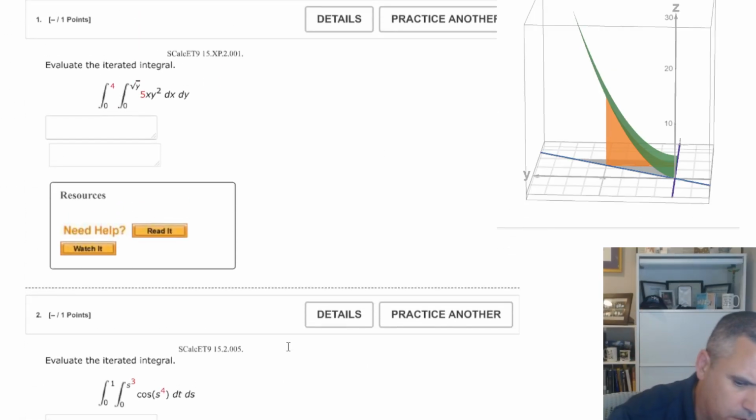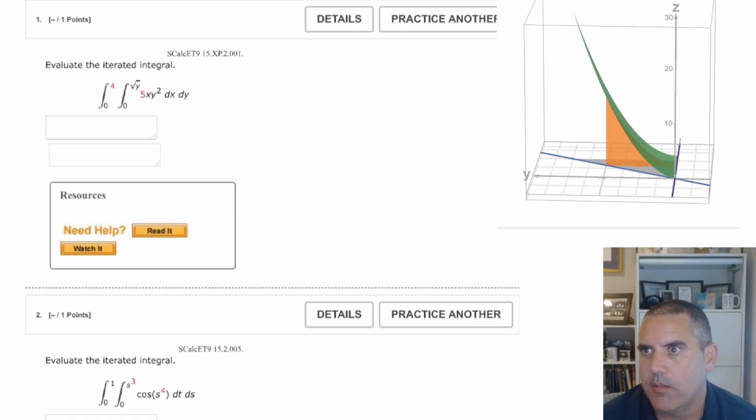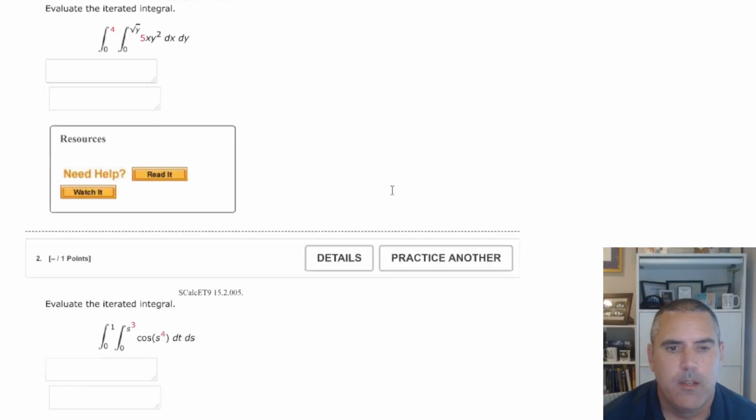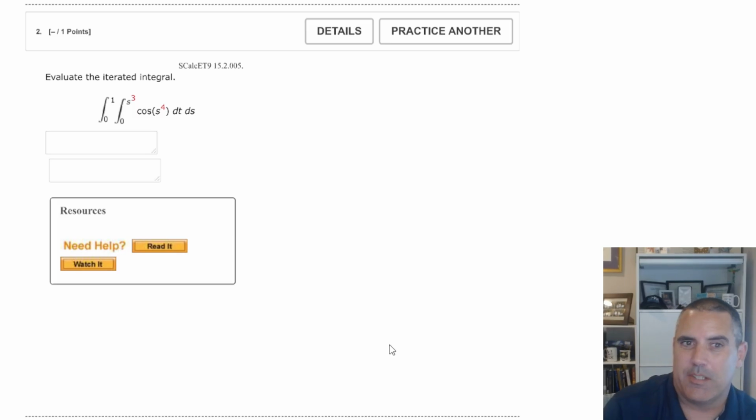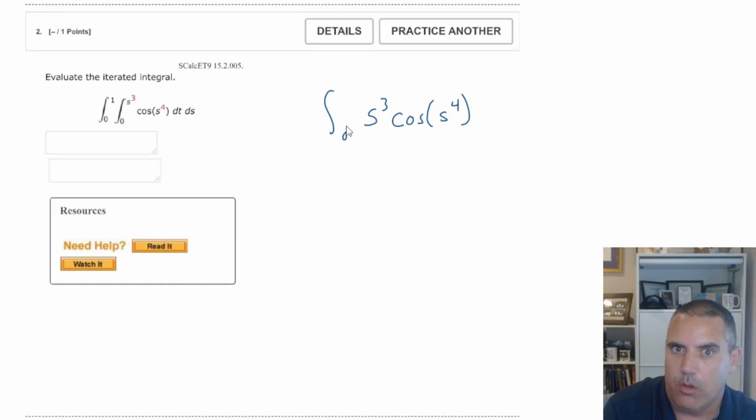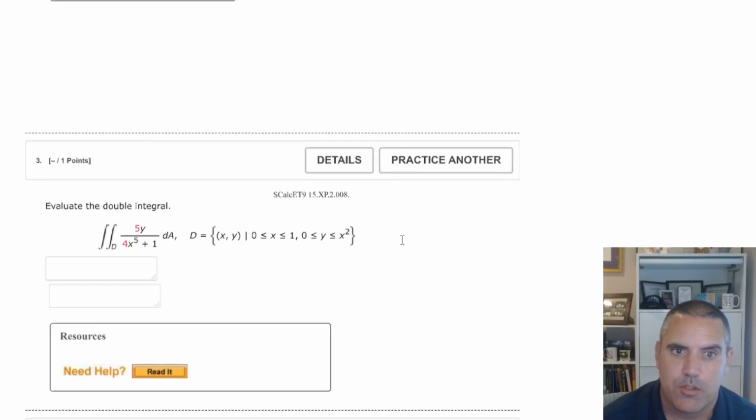So these ones, you're just straight computing, so I don't think I'll do these. You're just integrating. You might try to see if you could draw the region. Let me get rid of this picture here because it's in our way. Here's another one that just says integrate. Interestingly, I think after you integrate, you're going to get an s cubed cosine of s to the 4th. Hopefully you know how we're going to integrate that. If you don't, watch the video on substitution.